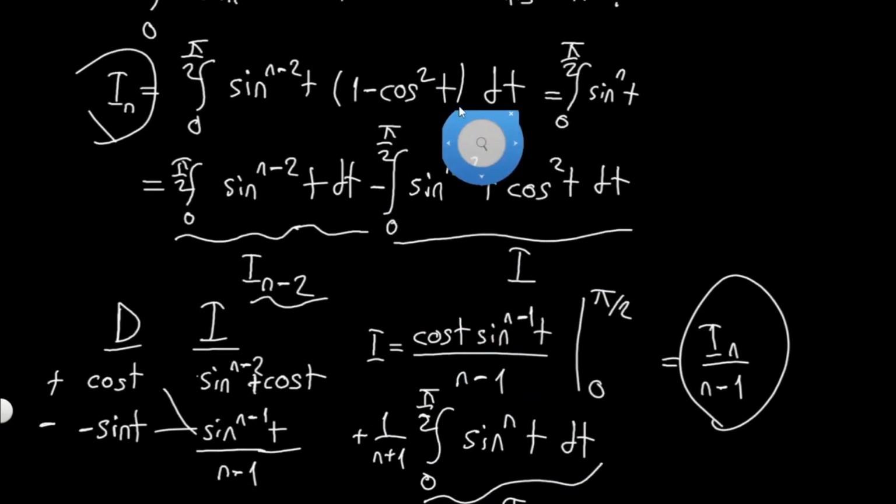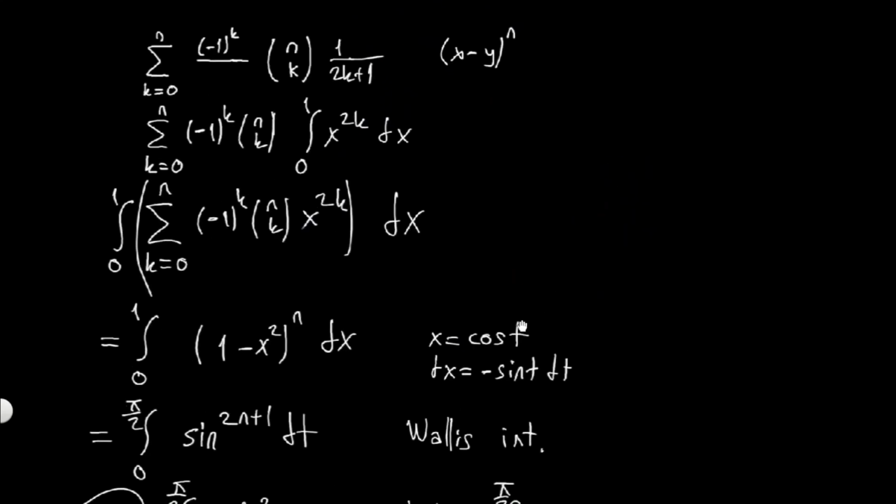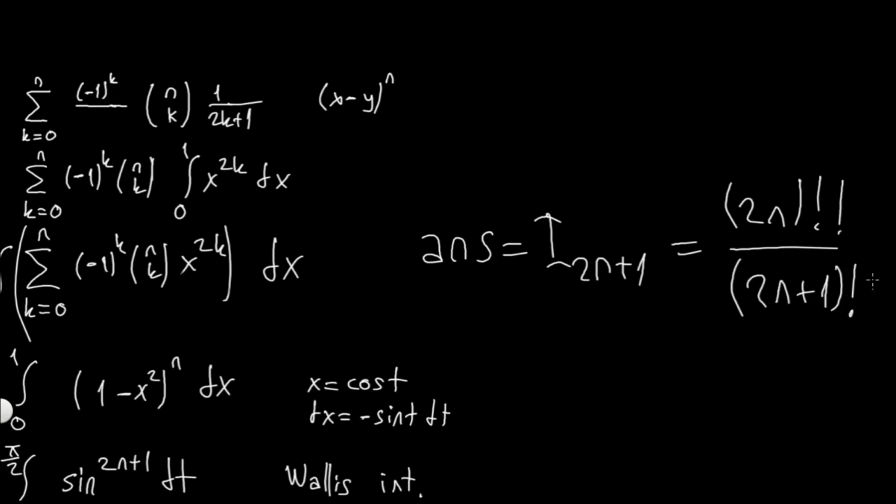Let's just go and put it back there. So my answer was just going to be I of 2n plus 1. The answer is I of 2n plus 1, which is, as I said, 2n double factorial over 2n plus 1 double factorial. And that's the end of it.